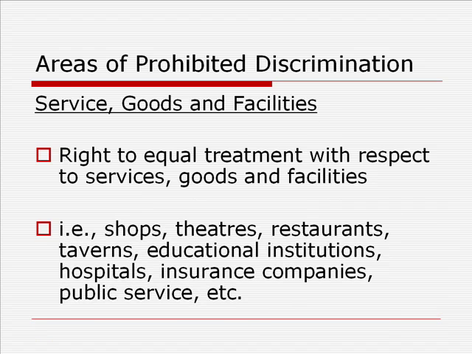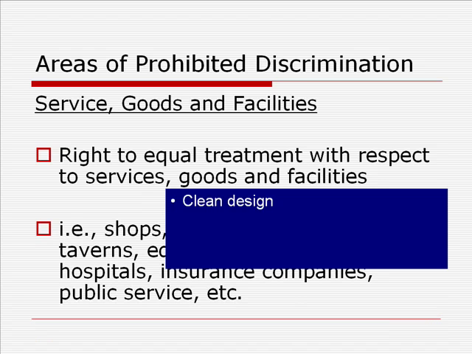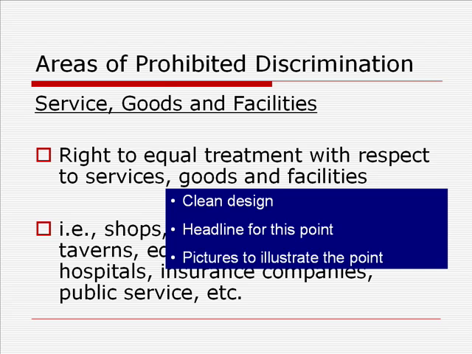Sorry, you've got to sit through that animation again. What are some of the things we do? First of all, let's clean up the design. Let's get rid of the annoying background, get rid of the annoying animation, and deal with the design issues. In terms of the content, this is one of many areas of prohibited discrimination. So let's create a headline that focuses on just this point, as opposed to the topic that we're dealing with. And finally, we are talking about shops, hospitals, etc. Well, we can use photos to illustrate those particular items far better than we can with people simply reading the text. So let's take a look at the slide that I designed.